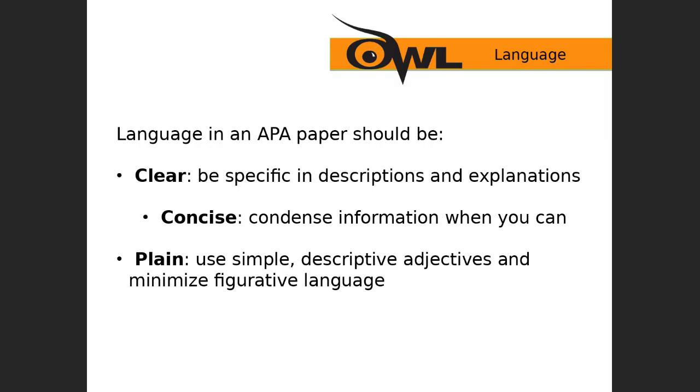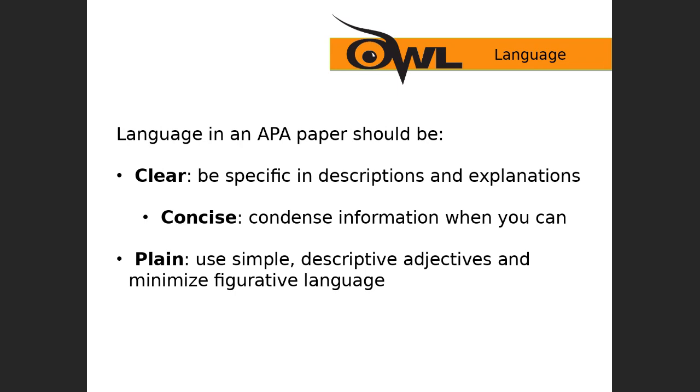Clarity and conciseness are the major concerns when reporting research in APA. It's not easy to balance clarity, which requires accuracy, and conciseness, which requires packing in as much information as you can into a paragraph or onto a page. To achieve clarity, you should avoid vague wording and be specific in the descriptions and explanations. To achieve conciseness, you should condense the information.